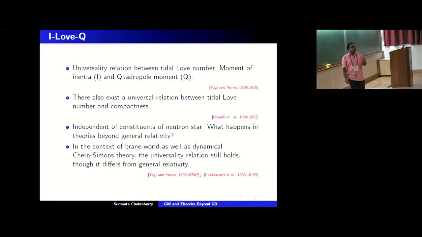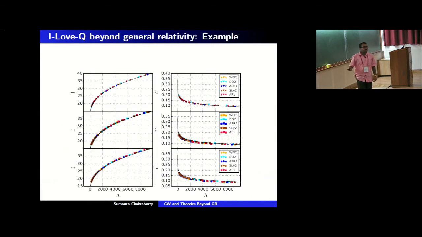If you have a GW observation of two binary neutron stars, the GR prediction for the radius would be different from the radius prediction from other theories of gravity, because the corresponding universal relation would be different from that of GR. Just to show you how this comes about, the plot on the first panel corresponds to a plot between moment of inertia and the tidal Love number, while this one corresponds to a plot between the compactness and the tidal Love number.